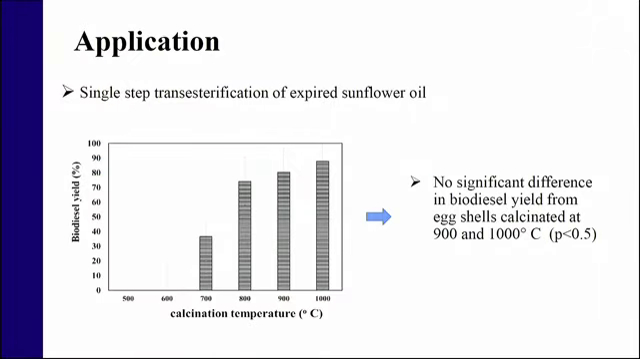So we tested the active catalyst then on transforming expired sunflower oil into biodiesel. That's what you get here. The catalyst synthesized at higher temperatures had the highest amount of biodiesel. And this confirms what the FTIR spectra were giving us.